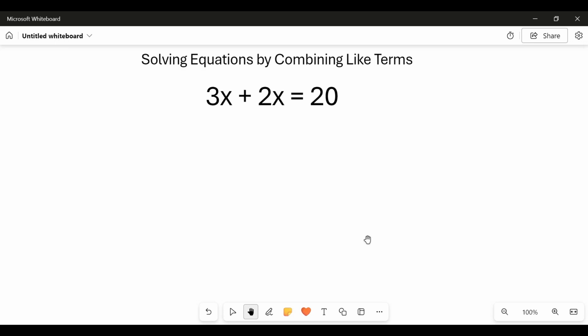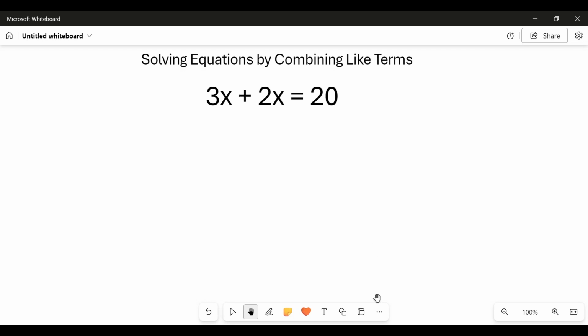In today's video, we're going to be solving equations by combining like terms. In order to do this, we have to first identify what the like terms are and then use the equation solving skills that we've learned previously when we solved one-step equations, two-step equations, so on and so forth.